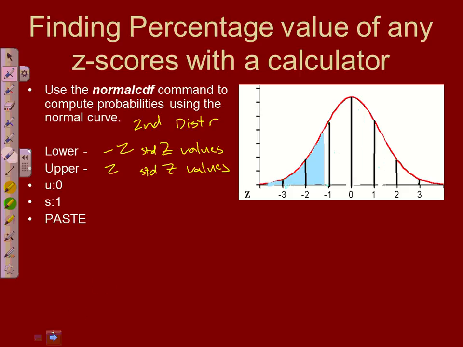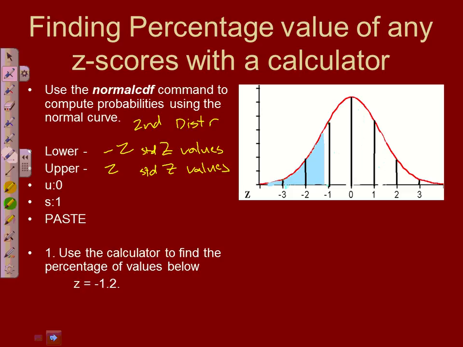here's where it gets a little tricky. What if we wanted to find the percent lower than -1.2? Okay, so this is something that I don't know. I know between 1 and -1. I know between 2 and -2. I know between 3 and -3. But once I change up my values, I'm going to have to use my calculator.